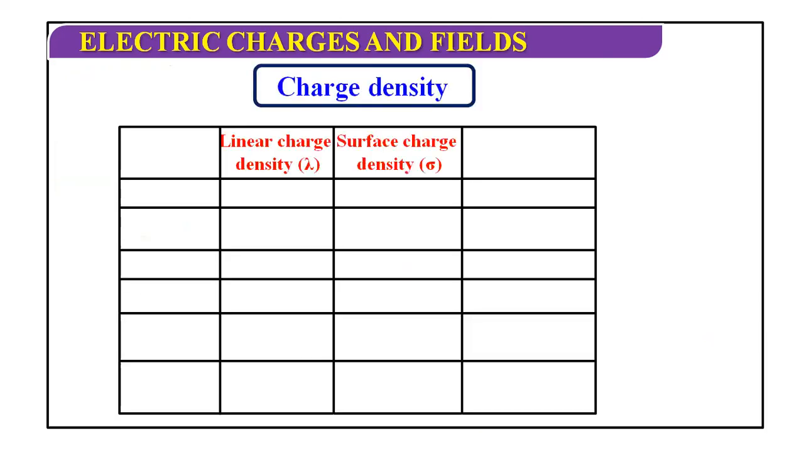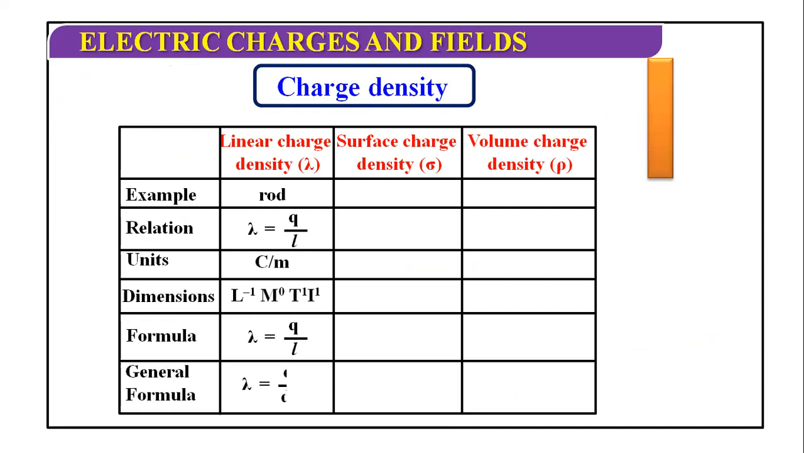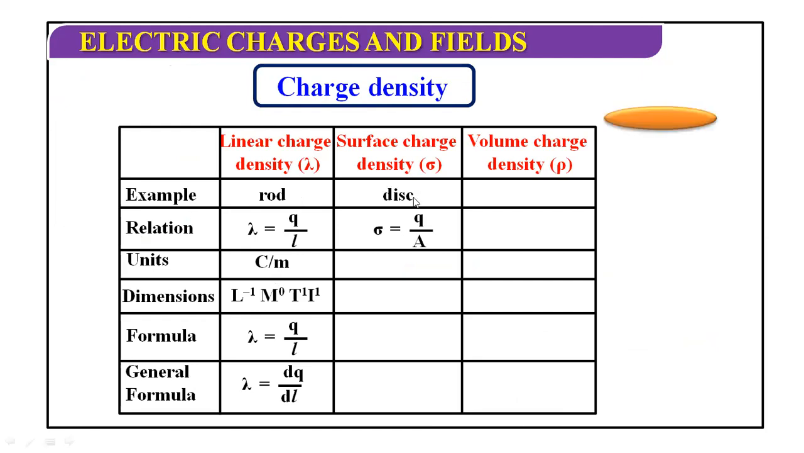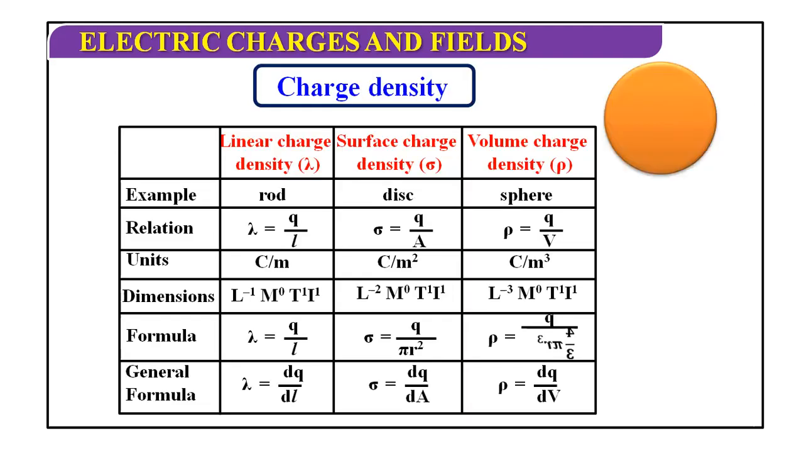Now all these things are in this tabular form. Linear charge density is represented by lambda, surface charge density by sigma, volume charge density by rho. Here we take the example of a rod when we are taking the linear charge density, for surface charge density we take the example of a disk, and for volume charge density we take the example of a sphere.